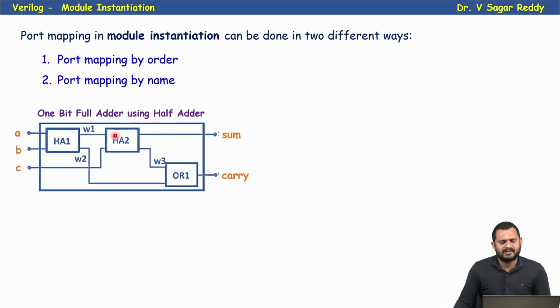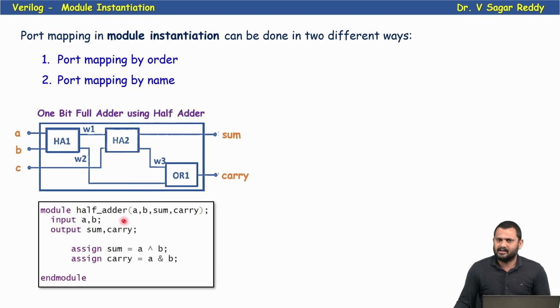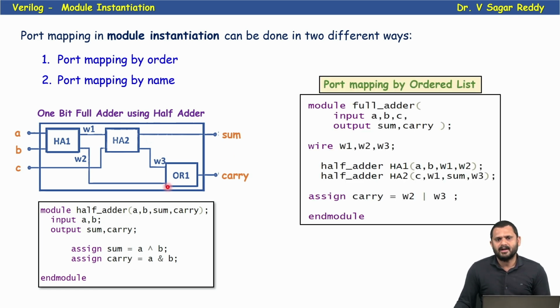Now see, I'll take the same example. It is a simple full adder, a 1-bit full adder using half adders, having two half adders and an OR gate. Now see, this is the half adder Verilog program, right? Now I hope you understand. How do I instantiate these two half adders? Here, there are two ways we can connect: port mapping by order and by name. So this example is port mapping by order list.